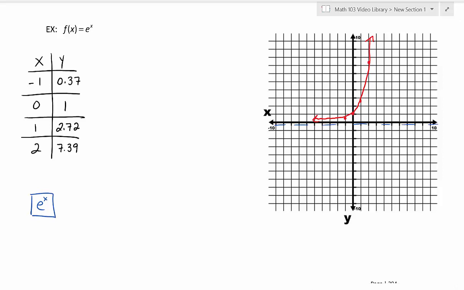Please notice that this graph is a little steeper than the previous one. With e to the x, e is 2.72, so we have a larger base number in this example than the previous example. The larger the base is, the faster the graph grows. It's going to be steeper.